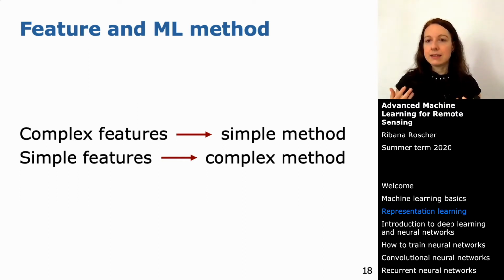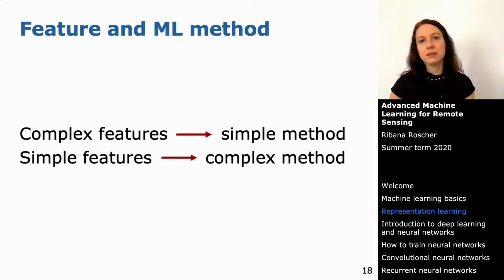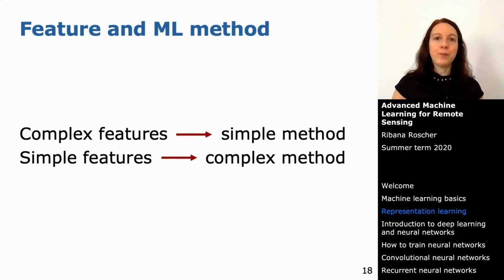And this is when you have complex features, it's mostly enough to have a simple method, such as a linear classifier or a linear regression model. But if you have only simple features because you cannot do anything else in this task, then you normally need a complex method to solve your task.